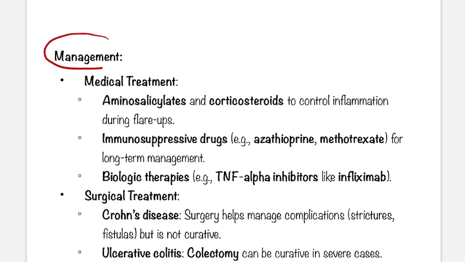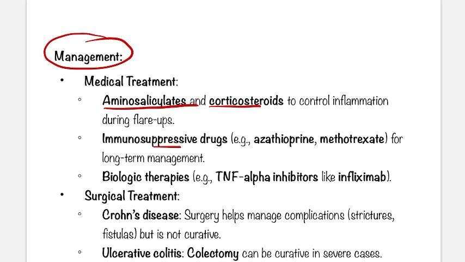How will you manage this condition? Medical treatment and surgical treatment are the options. In medical treatment, aminosalicylates and corticosteroids basically control inflammation.